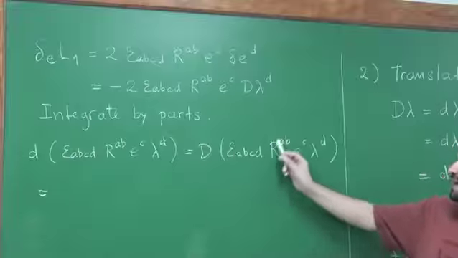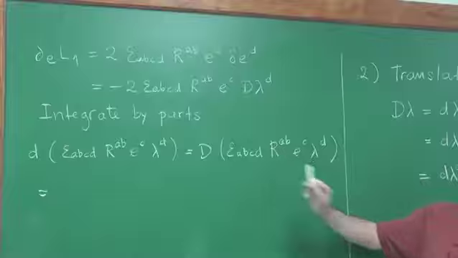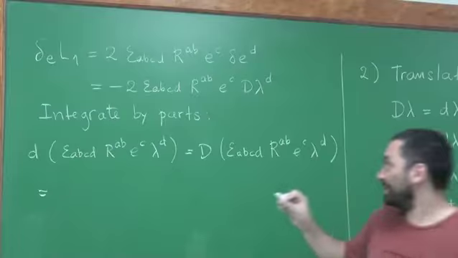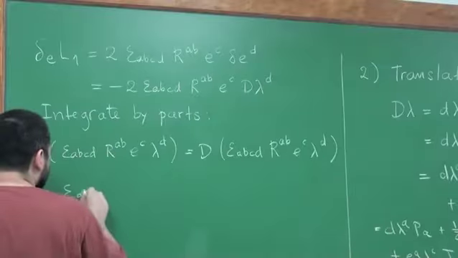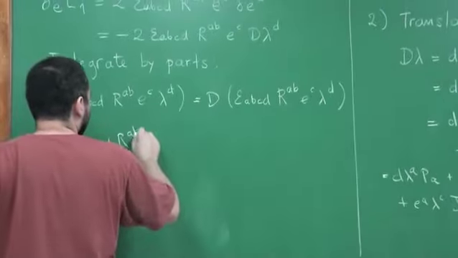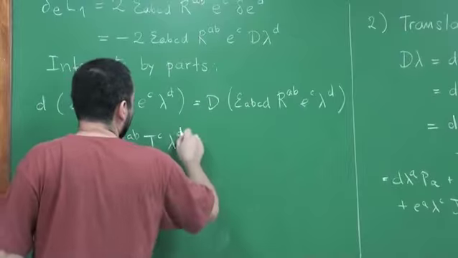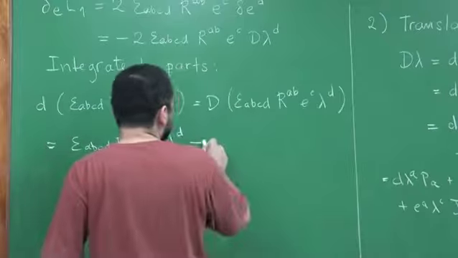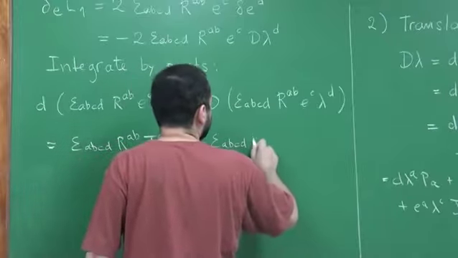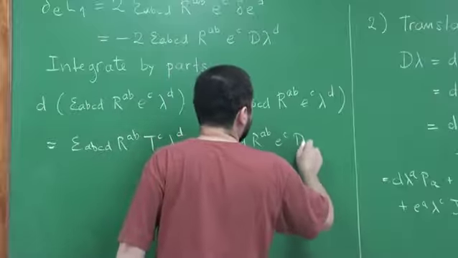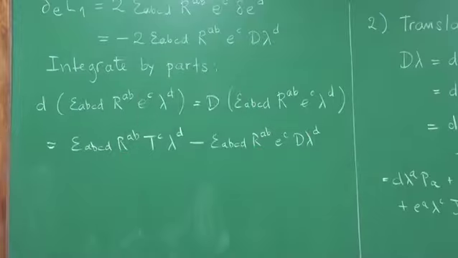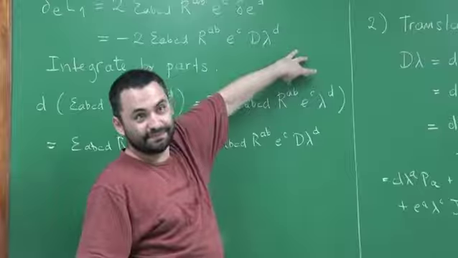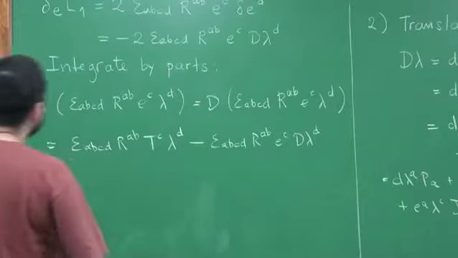The derivative of this guy is also 0. That's one of the Bianchi identities. Now, the derivative of this guy is not 0. That's the torsion. And now the derivative of this guy is what we have here, and there's a minus sign. There's a minus sign because we are jumping over a 2-form. That's a 2, that's 1.